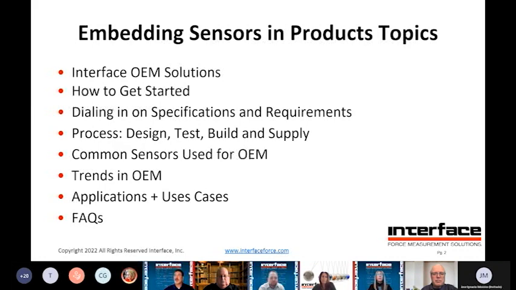Topics of discussion today. I'll handle the Interface OEM Solutions portion, and then I'll hand it over to Brian Peters to go over how to get started and dialing in your specifications and requirements. I'll take over the process and the common sensors used in the typical applications, along with trends, and then we'll split up the application notes and use cases. As Jamie mentioned, you'll be muted throughout the presentation, but during our frequently asked questions section, once we get done with that, we can open up the mics to answer any questions once we finish up. Okay, let's get started.